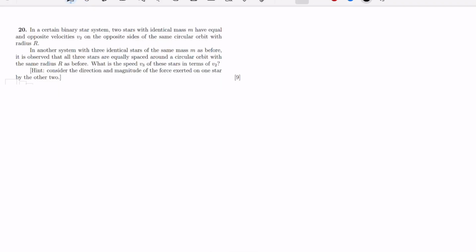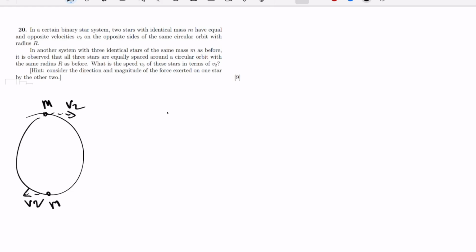Okay, next one, we've got a certain binary star system. Two stars with identical mass have equal and opposite velocities. So I'm going to have one star being across here and then another one there, and they have the same velocity, which is v2, going in opposite direction. Okay, so then in another system we have three stars with the same mass as before, and it is observed that all three stars are equally spaced around a circular orbit with the same radius r as before.